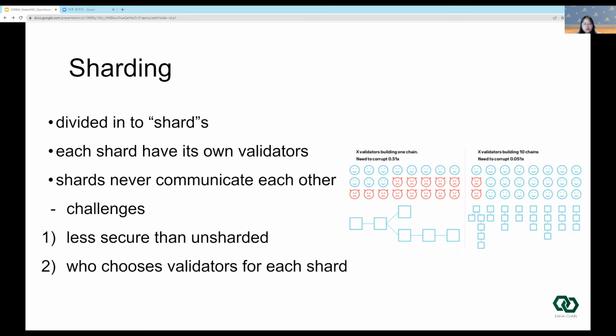Also, the question of who chooses validators for each shard is important too. Almost all sharding designs today rely on some source of randomness to assign validators to shards. Randomness on blockchain in itself is a very challenging topic.